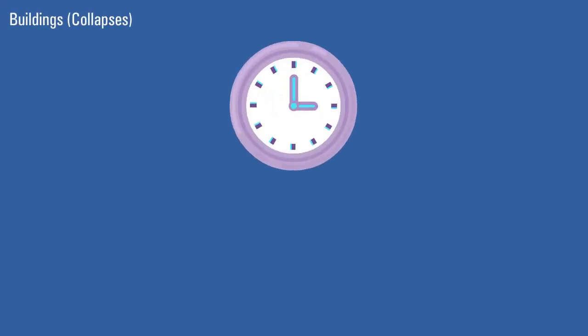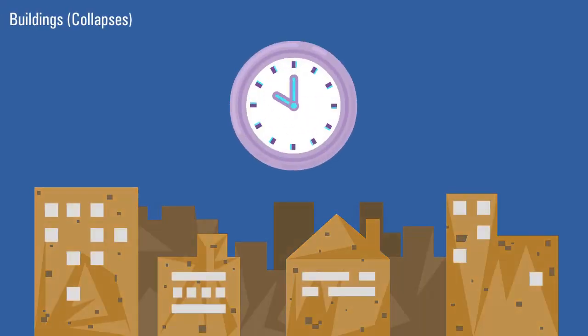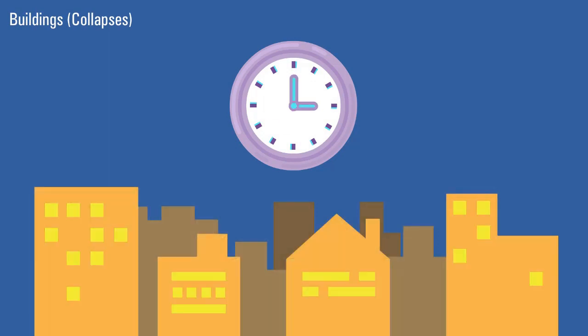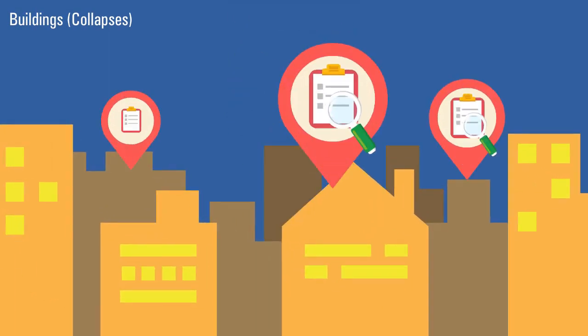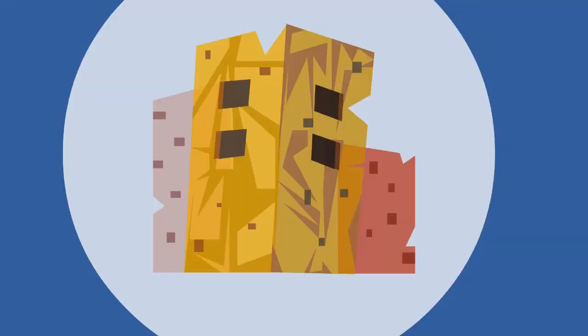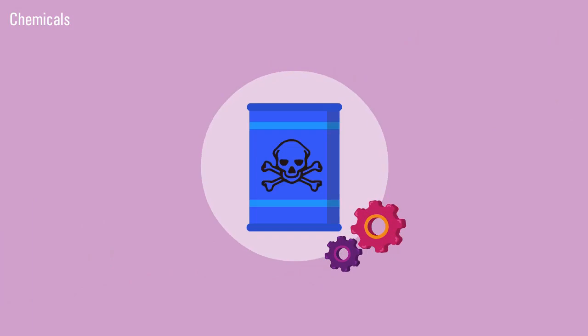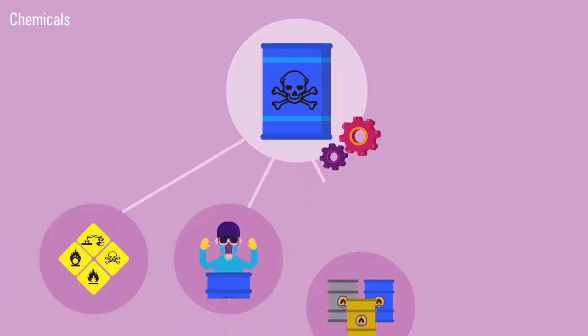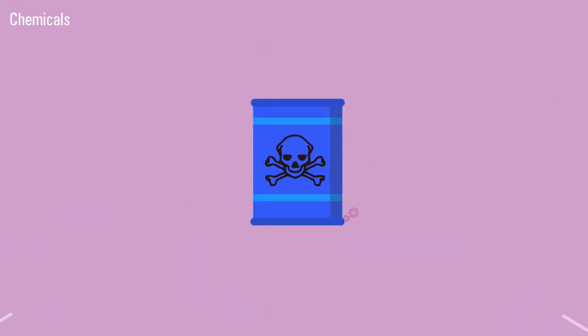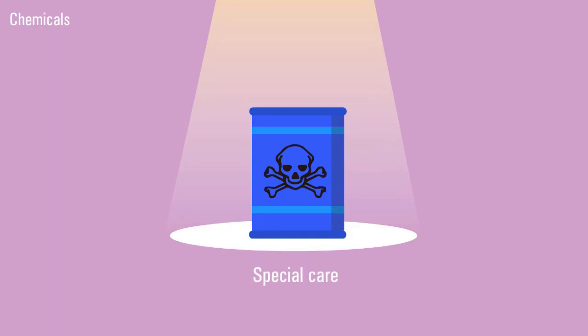Over the past few years, many factory buildings have collapsed. Each one of these tragedies could have been prevented. Regularly evaluate all buildings to ensure they're structurally sound. To prevent chemical injuries and accidents, you'll need a system to properly categorize, handle, store, and move them. Hazardous chemicals require special care.